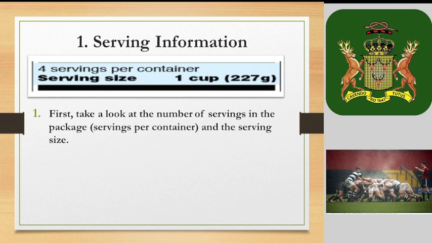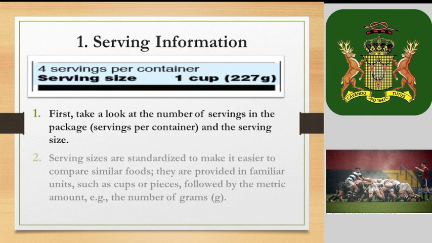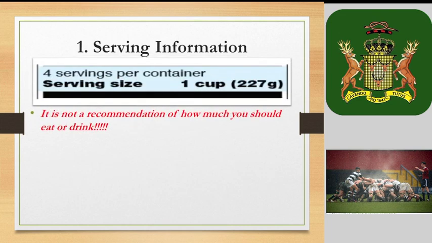First, take a look at the number of servings in the package, servings per container, and the serving size. Second, serving sizes are standardized to make it easier to compare similar foods. They are provided in a familiar unit such as cups or pieces, followed by the metric amount, for example, number of grams. It is not a recommendation of how much you should eat or drink.